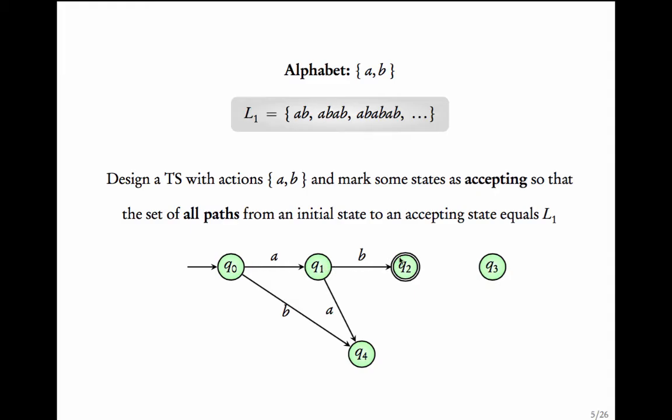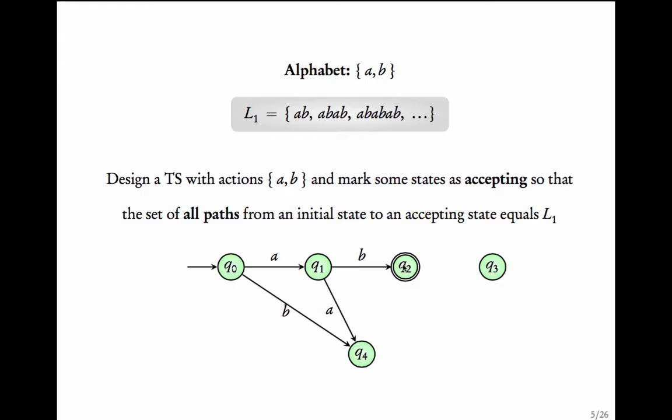Now if I see a B from Q1, I am getting a word AB. This is a path from initial to accepting state, and what is the word in that path? AB. Fortunately, AB is in L1, so I am safe. However, at Q1 if I see an A, I should once again go to Q4 because no word in L1 starts with AA. Now I should still keep ensuring that there is no path from Q4 to Q2.